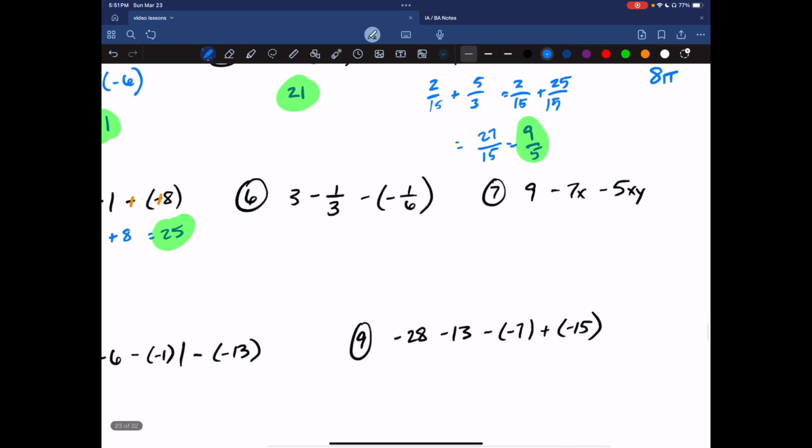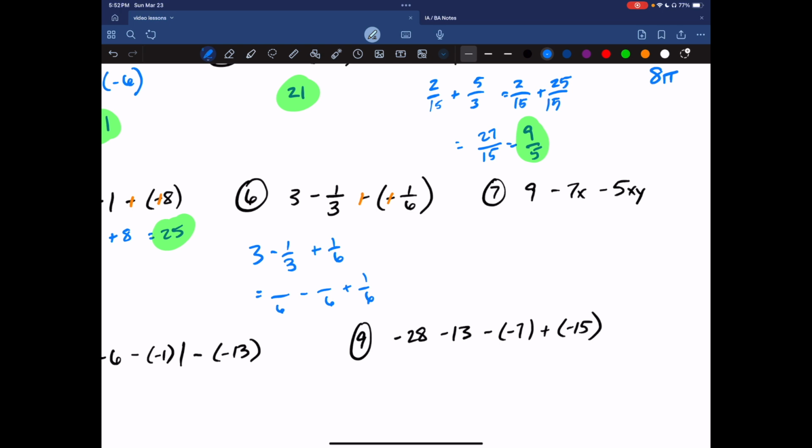On number 6, again, I'm going to change my signs here. So plus positive. We have 3 minus 1/3 plus 1/6. Well, I need common denominators. So let's see, the common denominator is going to be 6. So I got 18 over 6 minus 2 over 6 plus 1 over 6.